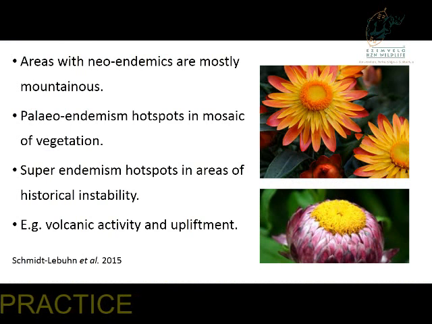And the areas of high neo-endemic presence were mostly mountainous. So allopatric speciation could be attributed to this high level of neo-endemism. And the super-endemism hotspots were mainly in areas of historical instability. This could have come about, for example, if the instability caused patches of vegetation to survive, where the paleo-endemics would then thrive, while the new vegetation and areas would have given rise to the neo-endemics.